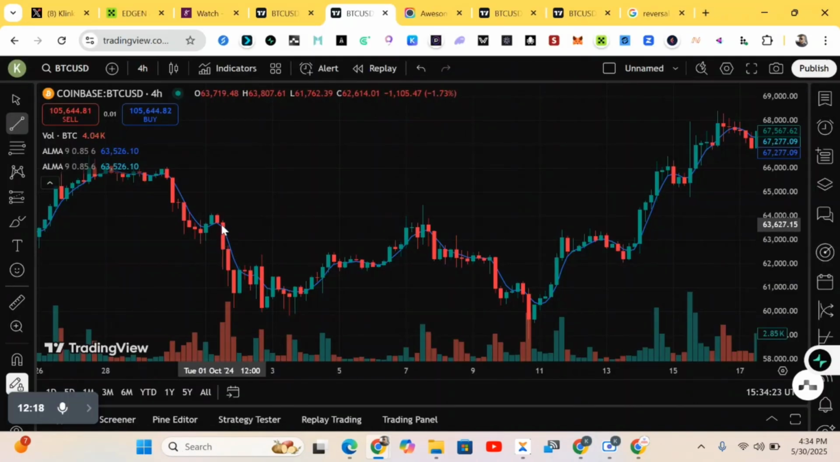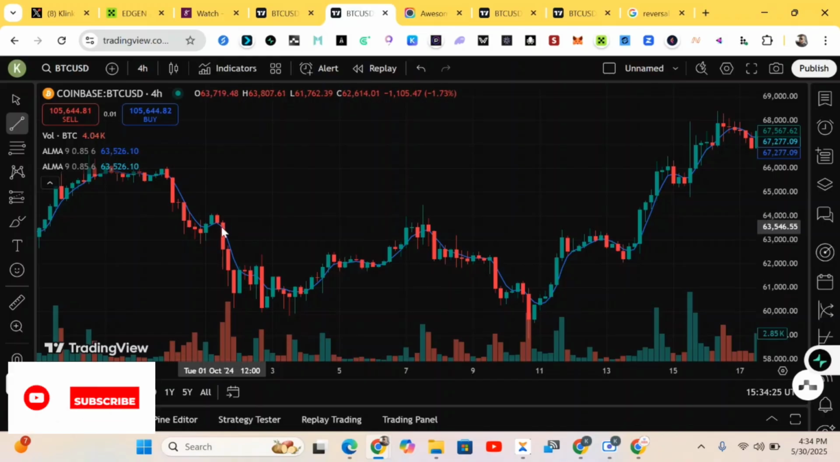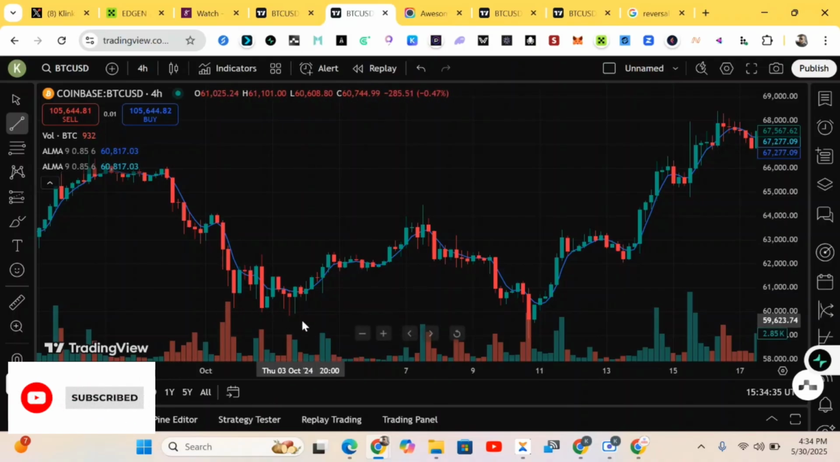Okay, so here we have a series of examples. Sellers came down here. You can see this big bearish candle with a long wick, and they pushed the price down to the area of support down here. Then we have this big bullish candle over here.